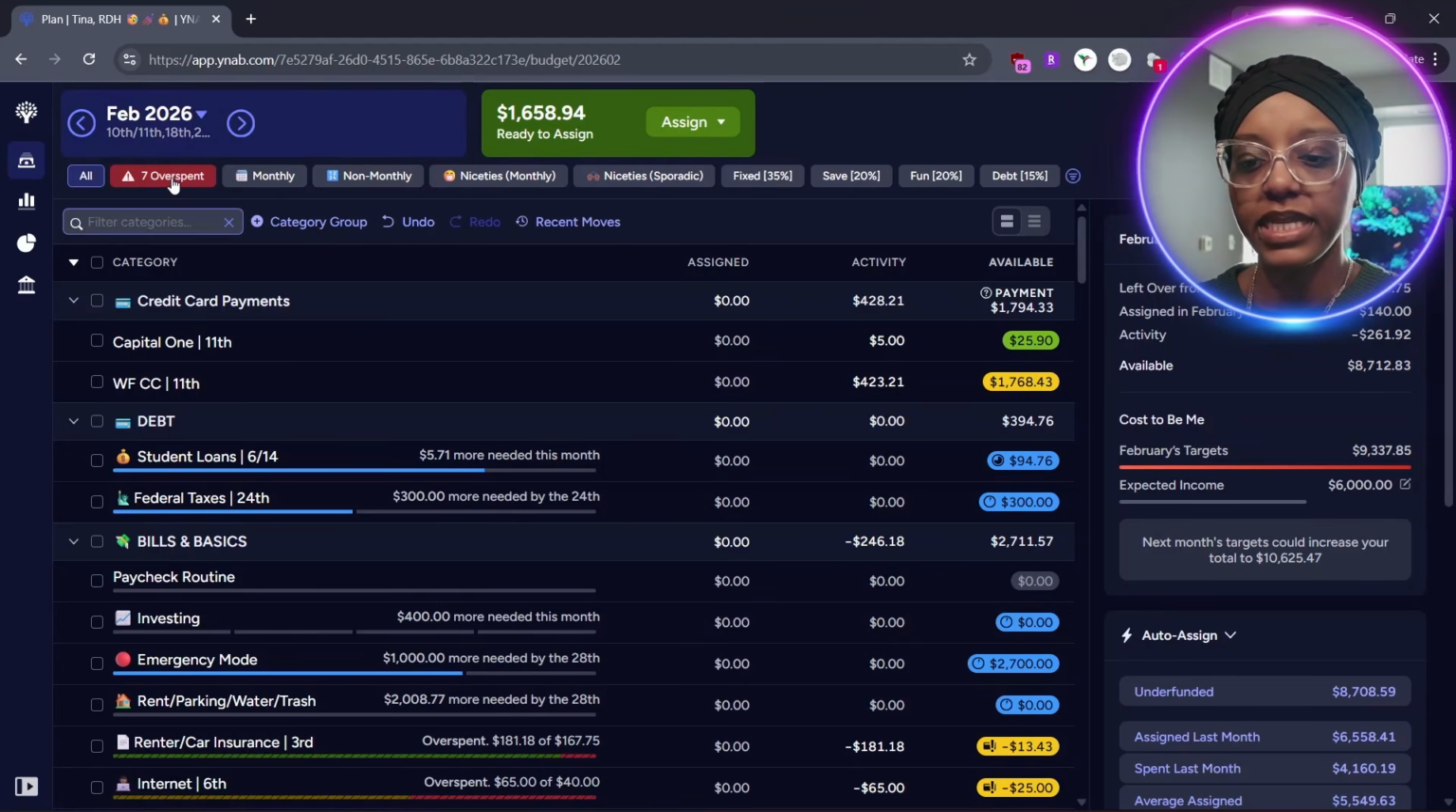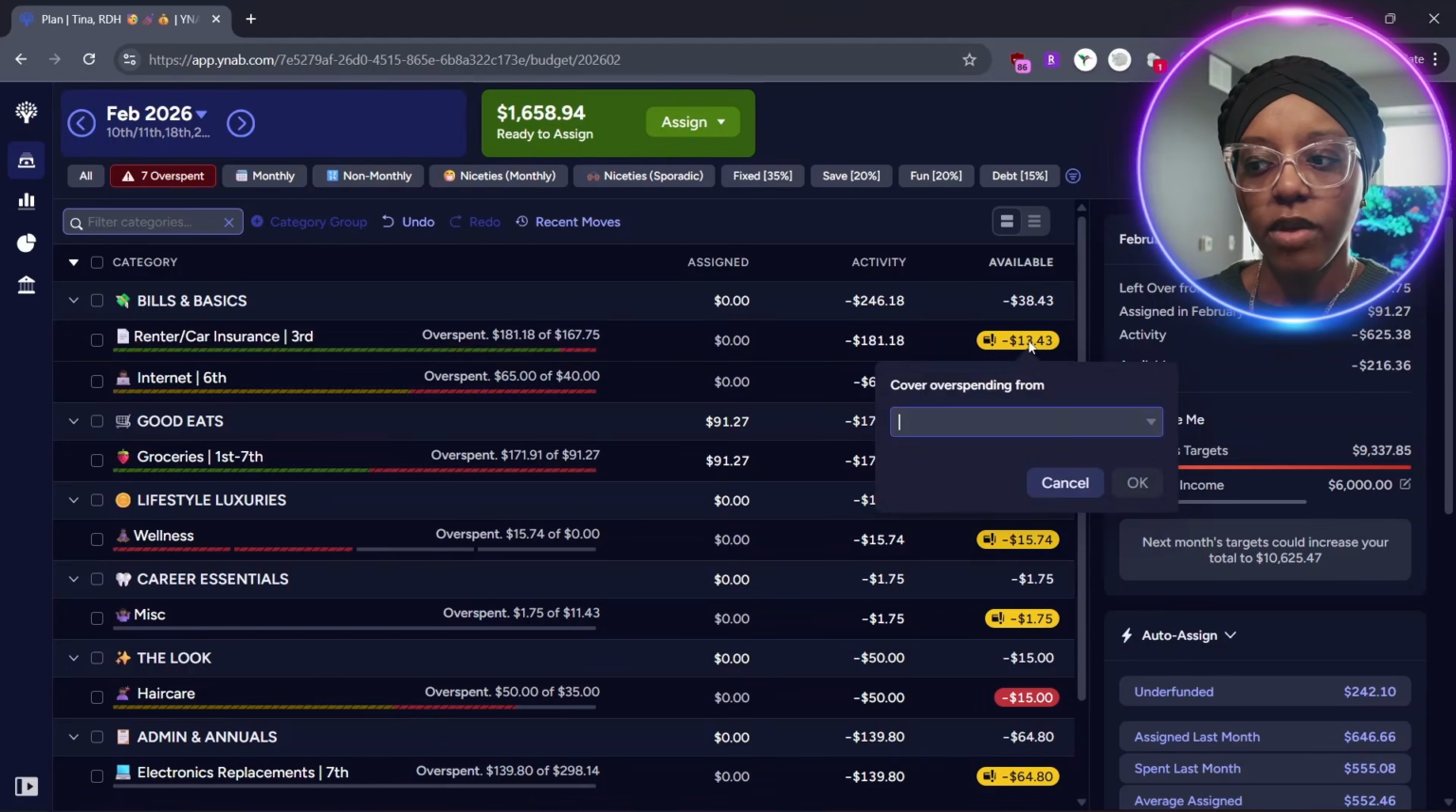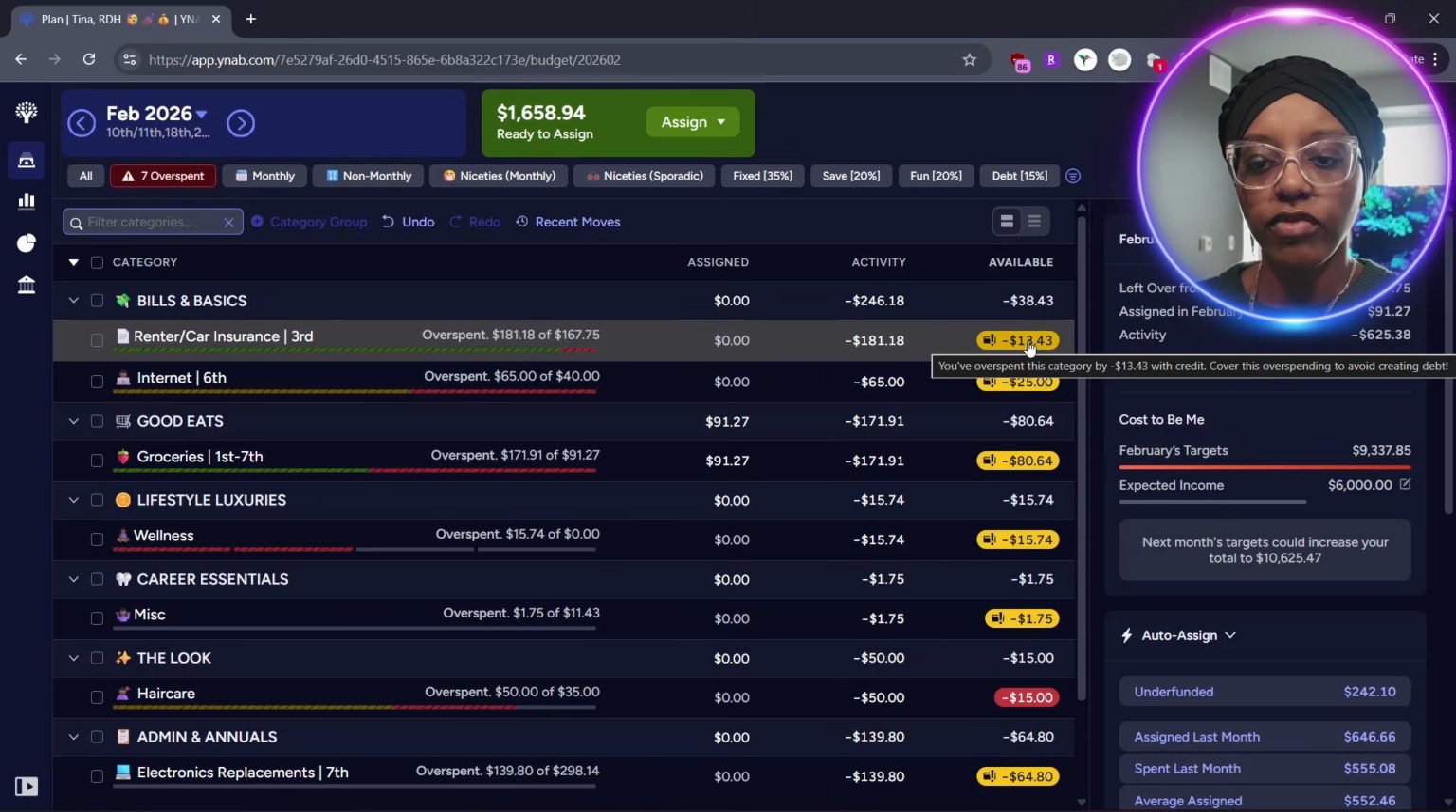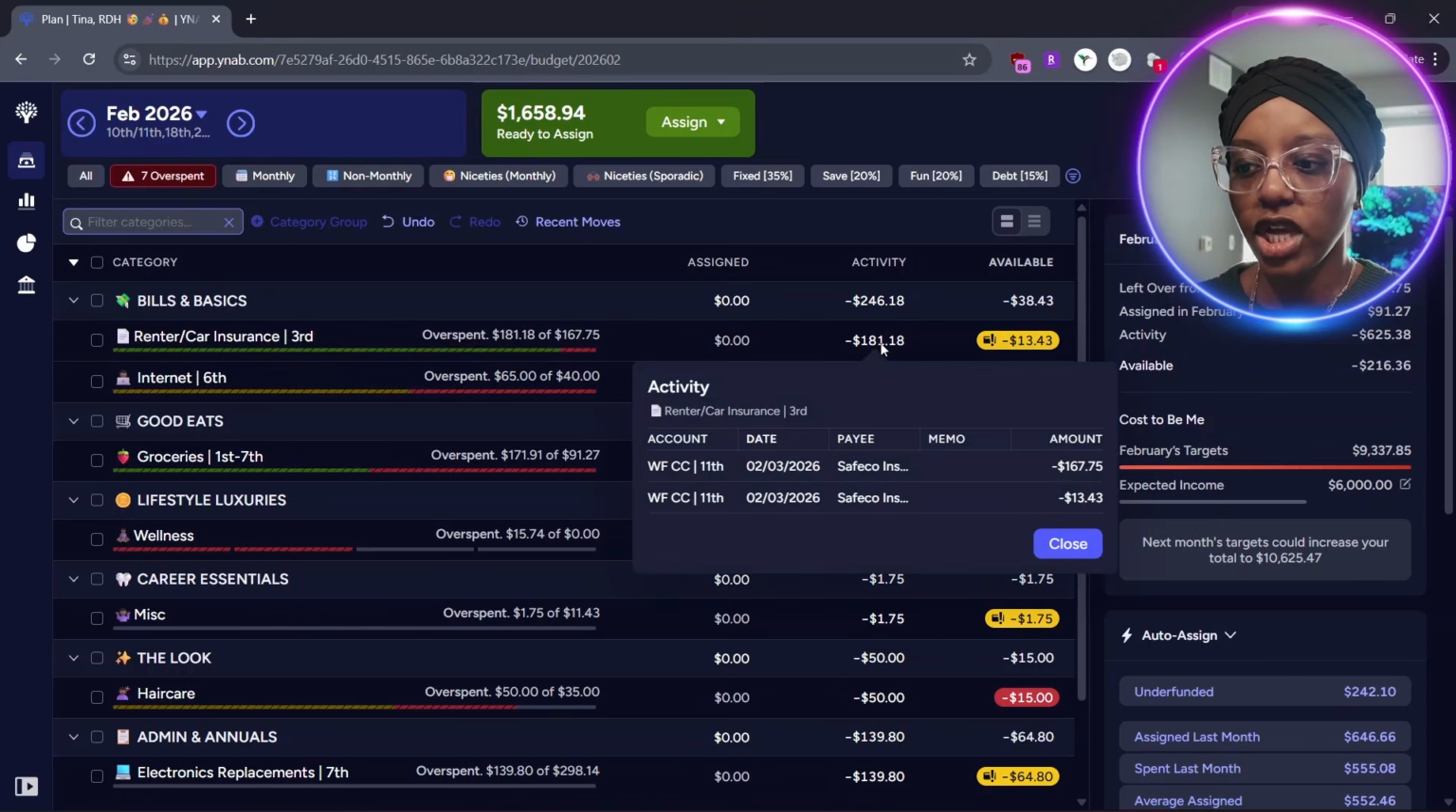Now we have 7 overspent. Looks like I didn't assign enough for my credit card or for my renters and car insurance, which, oh, okay. So I definitely didn't overspend by $13 by what I'm about to tell you, but I changed my payment source for the auto pay to a credit card. Turns out I did not notice they charge you $5 or $6 every month if you want to pay with a credit card.